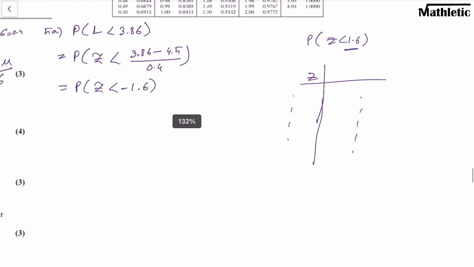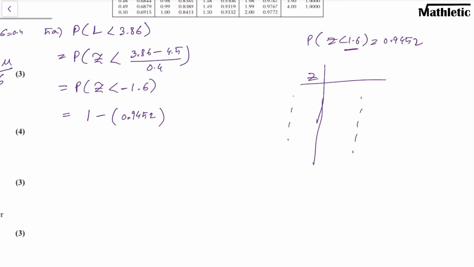0.9452. But since we have to deal with a negative value, for a negative value you need to deduct that table value from 1, from the total probability. The reason why we are deducting this, I have already explained the derivation in a separate video.